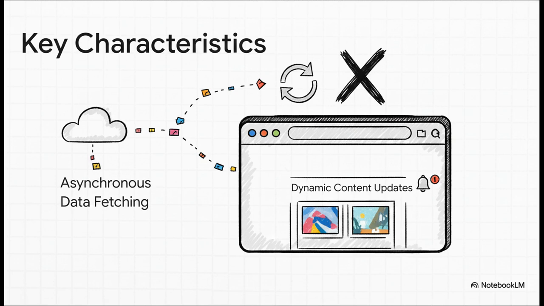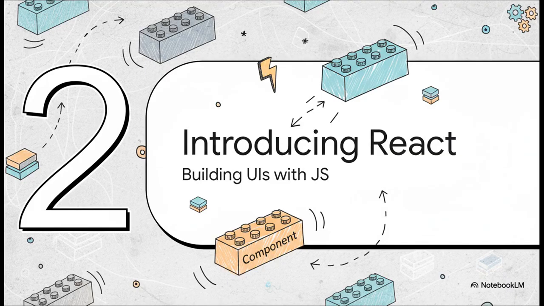You get zero jarring page reloads because all the data is being fetched quietly in the background. Content just updates dynamically right in front of your eyes, which gives these web apps that really slick, native app kind of feeling. So, how do developers actually build these complex, dynamic applications?